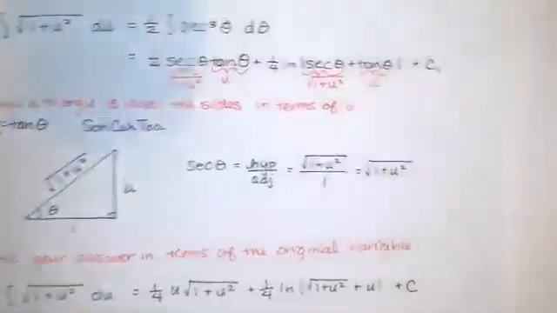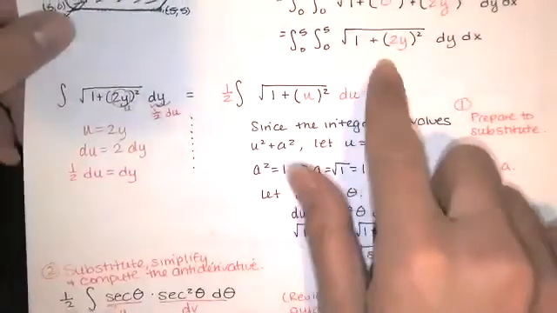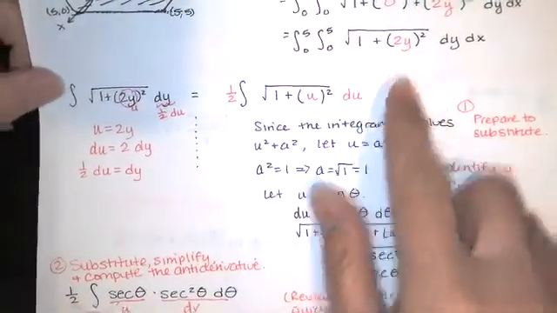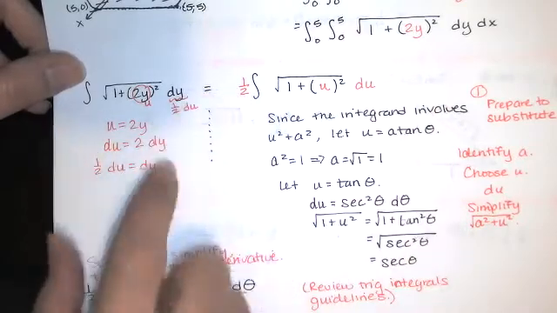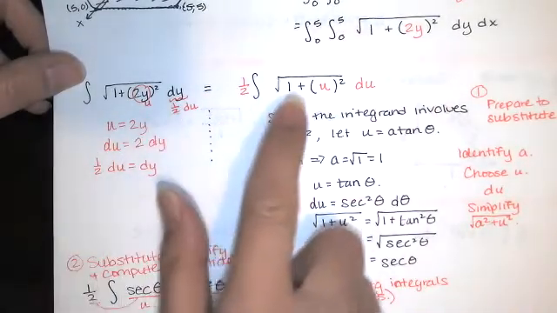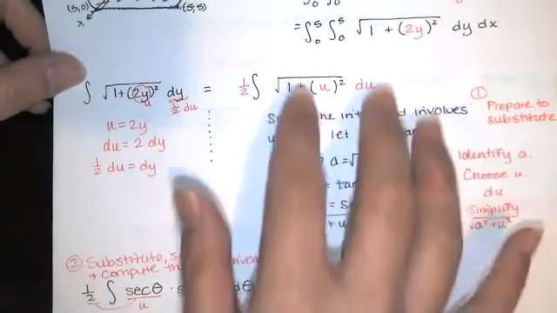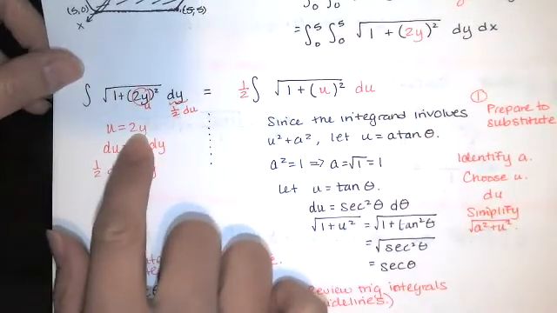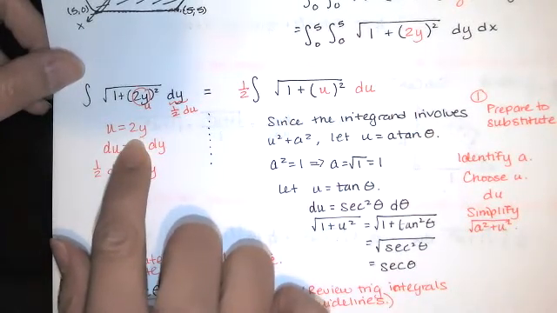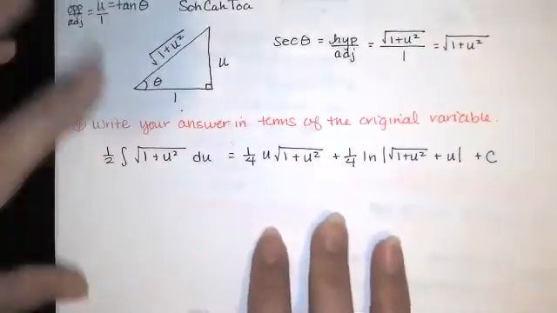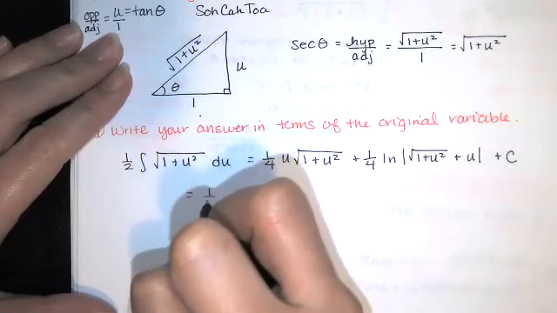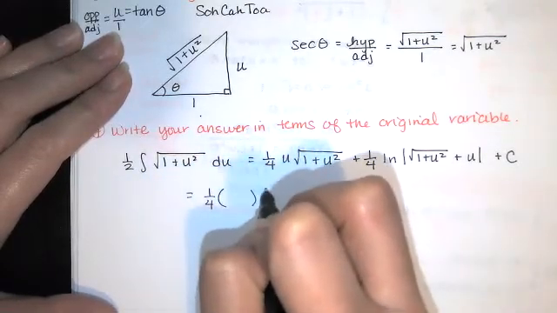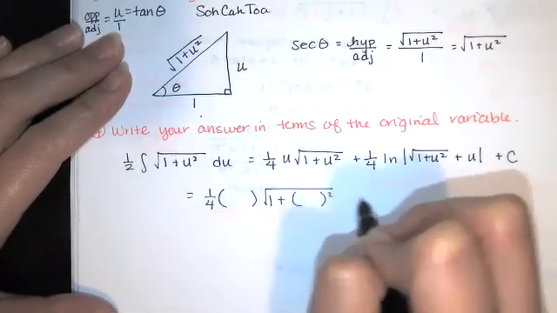If you're wondering, what does this have to do with surface area? Remember, we're trying to evaluate this guy eventually. So this actually came from here. So we did get an answer in terms of u, but we don't really want an answer in terms of u. We want an answer in terms of y, and y is equal to 2u. So we'll back substitute again, basically replacing all of your u's with 2y and simplifying.